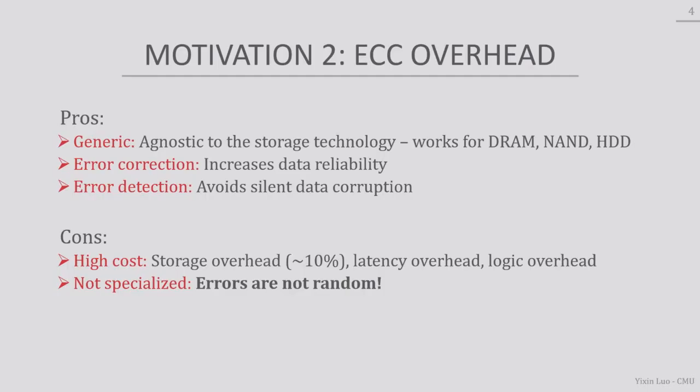And this means that we need to tolerate these RBER errors using stronger and stronger error correcting code, or ECC. And this leads to our second motivation, which is the ECC overhead. ECC is very generic and it's very powerful. It's agnostic to all types of storage technology. So it works for DRAM, NAND flash, hard disk drive, or newer non-volatile memory technology. And it's powerful because it provides strong error correction and error detection guarantees. However, all of this comes at a very high cost in terms of the storage overhead, latency overhead, and the logic overhead of the ECC decoder.